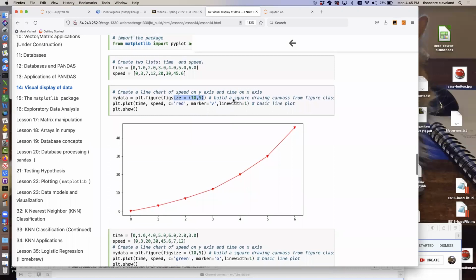And I have an incorrect statement here. It's a rectangle, not a square. And then we will invoke the plot command and choose plot, which makes a line plot. We're going to tell it to plot time on the left-right axis, speed on the up-down axis. C equals red, we're going to make it in red. Marker equals V, which is an upside down triangle. And line width equals 1, which sets the line width. And finally, when we think it's going to work, we tell it to show the plot. So plot.show is what renders the plot.